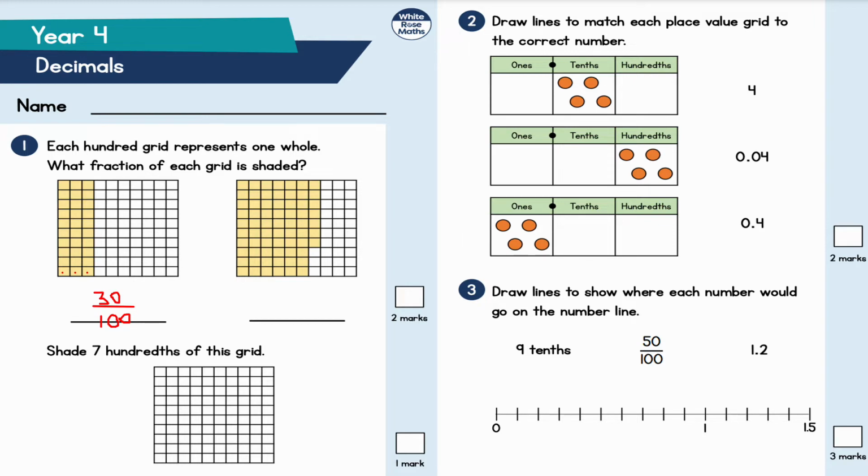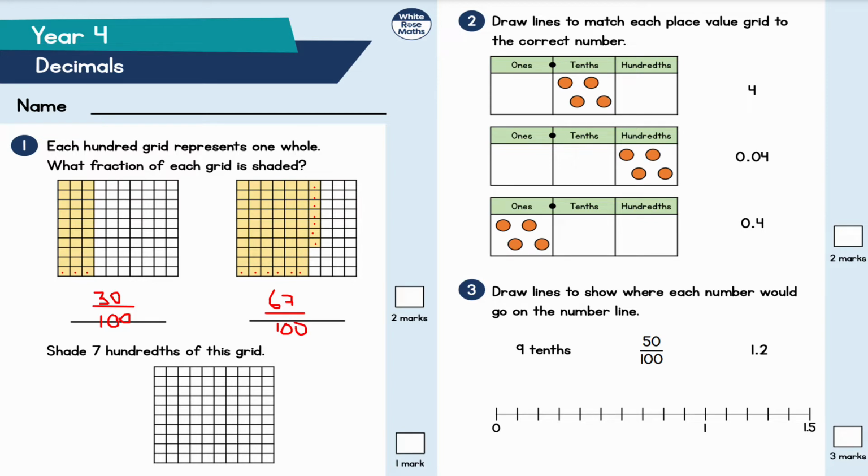Okay, this one I've got 1, 2, 3, 4, 5, 6. So I've got 60, and then I've got 1, 2, 3, 4, 5, 6, 7. So it's 67 out of 100.